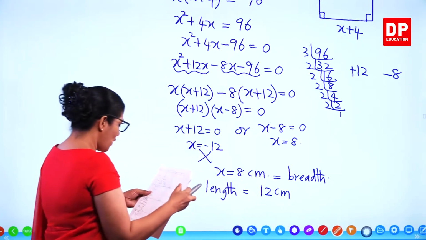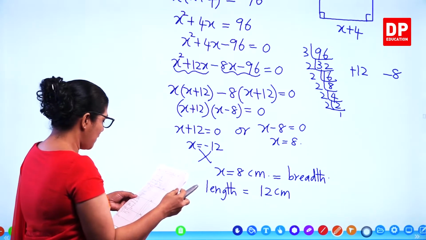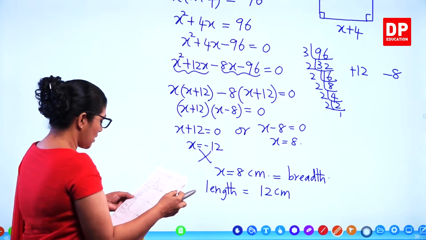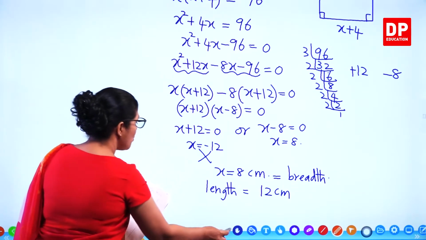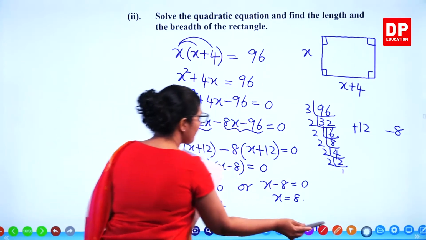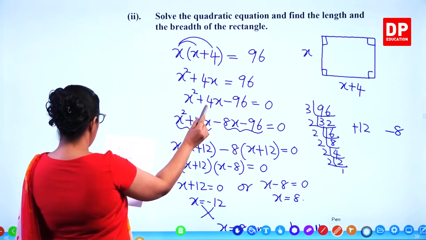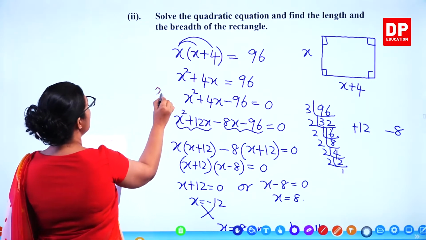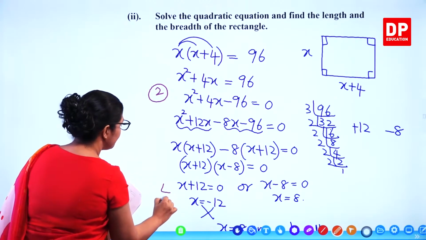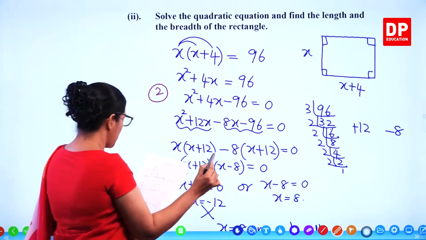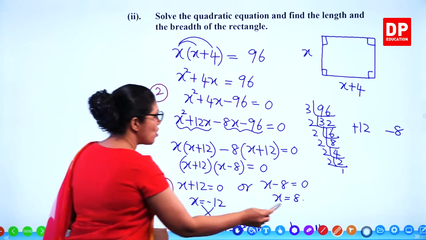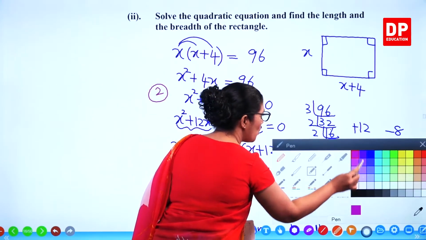So, how many marks for that? So, length 12 and breadth 8, you get 4 marks, but you get 2 marks for creating the equation. 2 marks for creating the equation up to this point and solving 4 marks. So, 6 marks for this one. We gave 4 marks previously. So, altogether 10 marks for the whole question.